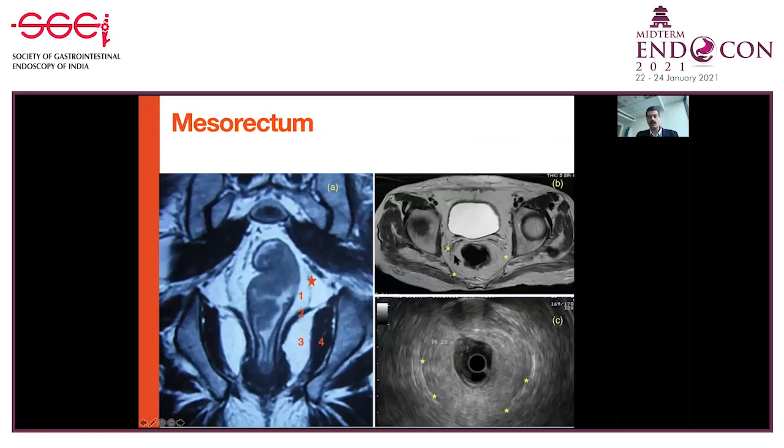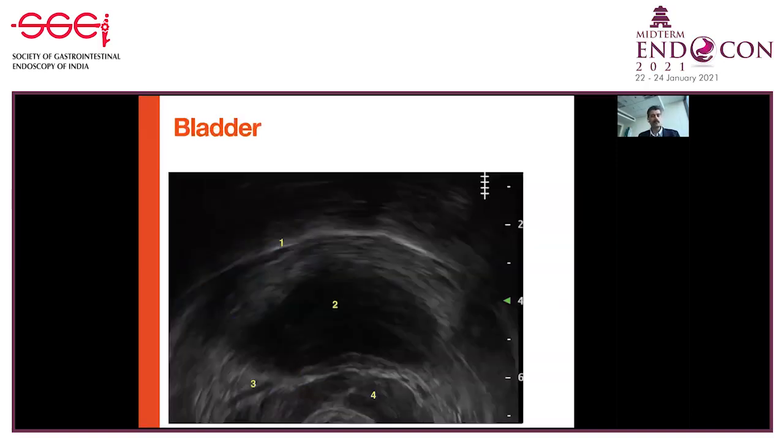On a heavily T2 weighted MRI, we can define the mesorectal fascia, but in a sufficiently fatty patient, even on US, if you look very carefully, you can make out the mesorectal fascia. And again, this is very important when you are staging a rectal cancer, particularly T3 tumors, when you can actually define the threatened CRM on US, like it is done on an MR scan.